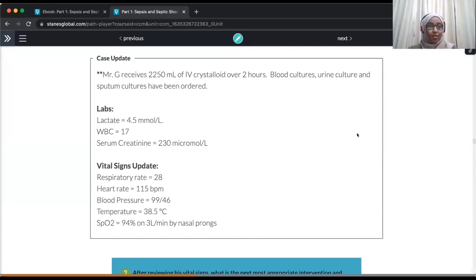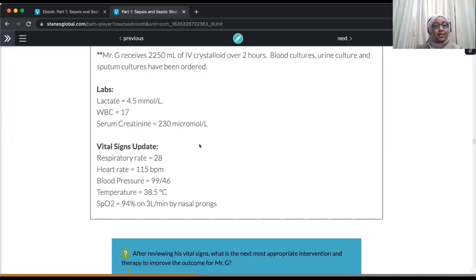All right, sure. So right now, Mr. G has received 2,250 mils of IV crystalloid over 2 hours. Blood cultures, urine culture, and sputum cultures have been ordered. And the labs came with a lactate level of 4.5 millimoles per liter, white blood cells at 17, and serum creatinine at 230 micromoles per liter.